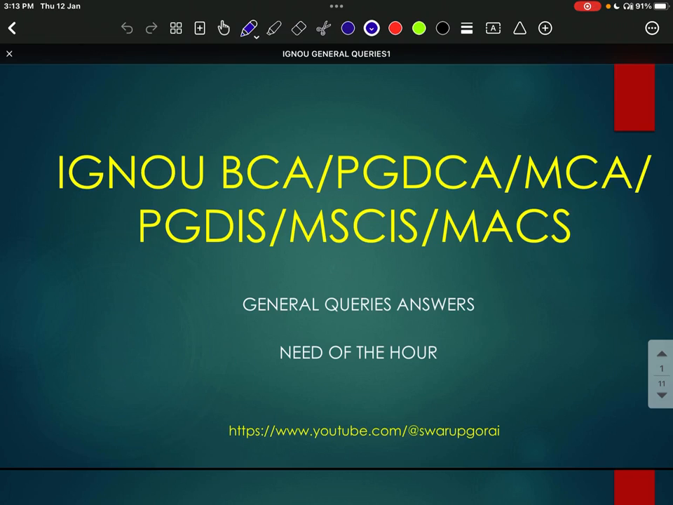Today we have come up with a very crucial thing which is actually the need of the hour, where I'll be discussing the Ignou BCA, MCA, PGDCA, PGDIS, MSCIS, MACS general queries. There are a lot many queries which have been coming up, and you people, especially the Ignou students, fail to reach the right people. They are being neglected, they are being cornered in some or the other way, and that is why people lose hope, which is why we are here with something very important for you all to understand. There are certain queries, and we'll be answering each of these questions one by one.